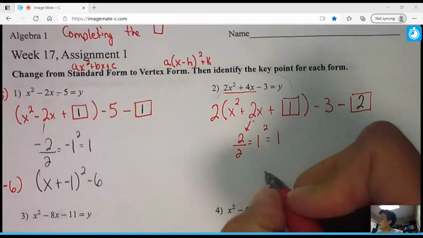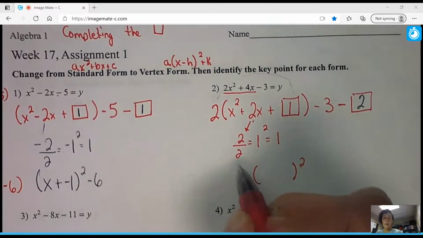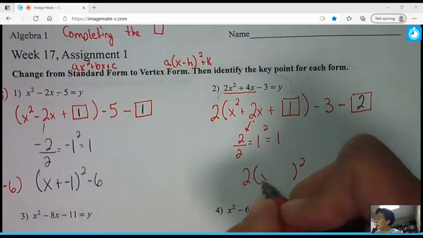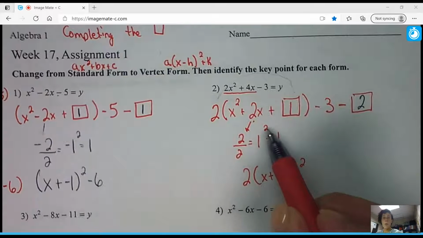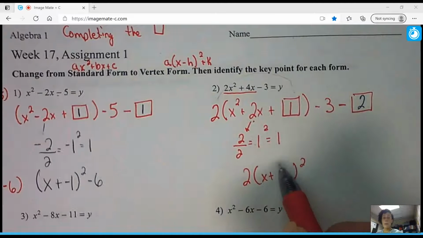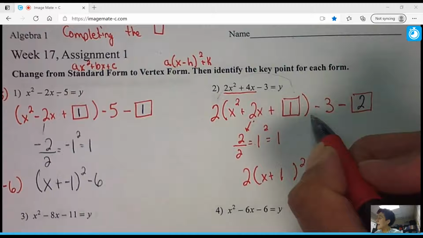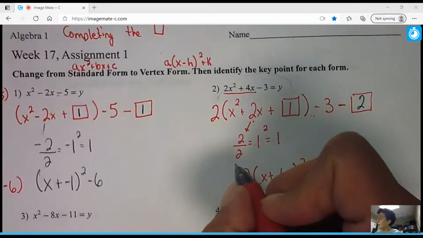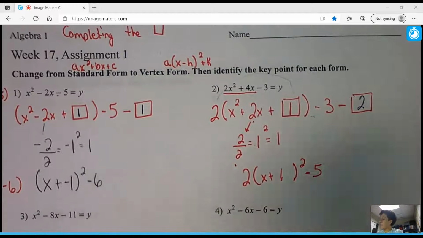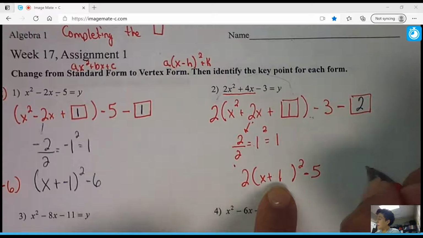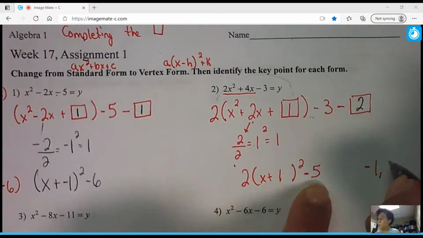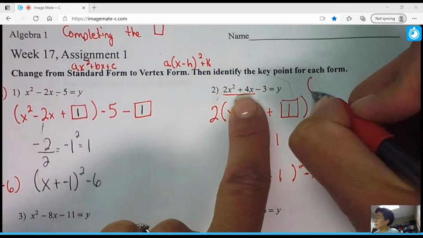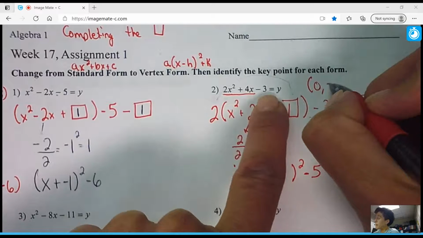So now making my parentheses square, the number that I'd put in front, my a, would be this 2 this time. I'll do x plus, and since I have a 1 in front of this squared, I'll put a 1 in front of this squared. And then -3, take away 2 more, is -5. So from here, I've got my vertex. It's going to be -1, opposite of this number, and this. And then up here, I can get my y-intercept, and that will be 0 with that number, -3.